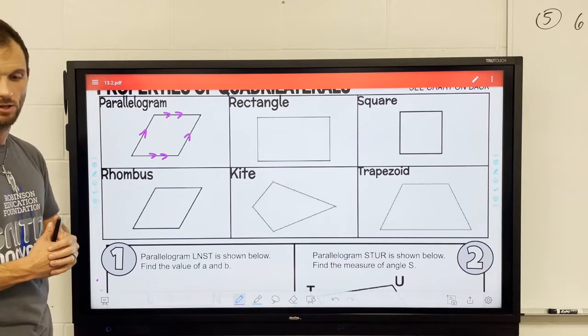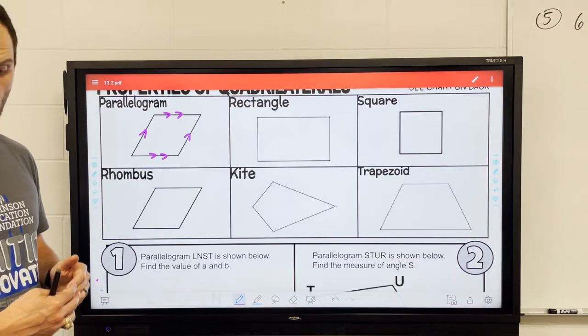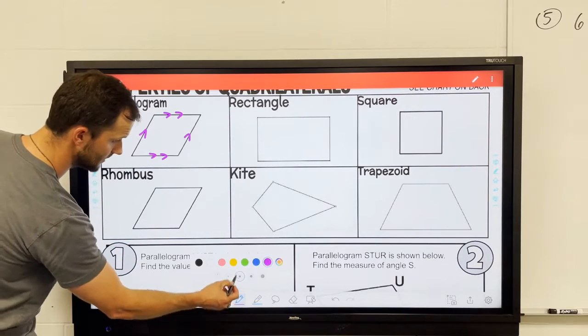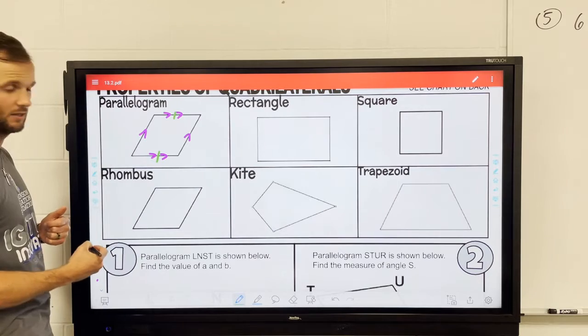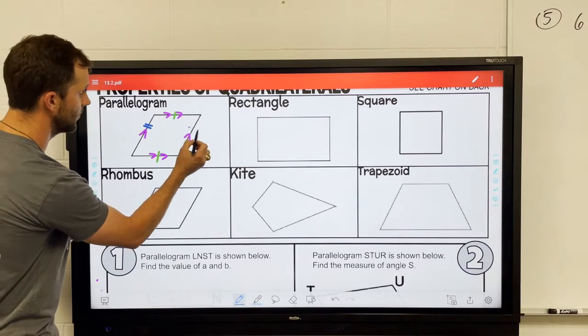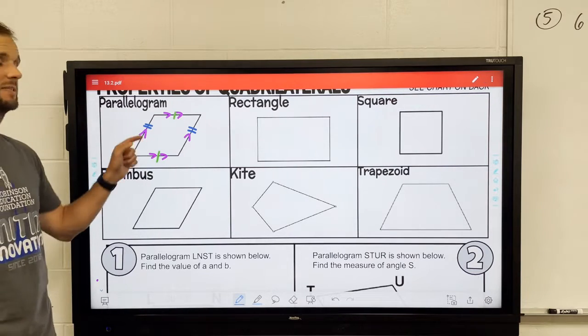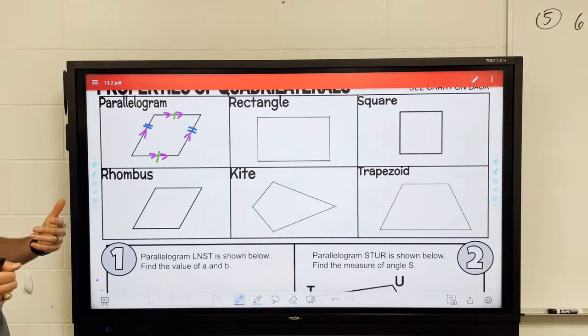The next thing we're going to look at on a parallelogram is that opposite sides are congruent, okay? So this side right here is congruent to this side right here, and this side over here is congruent to this side over here. That's what those little marks mean. So again, opposite sides are parallel and opposite sides are congruent, okay?